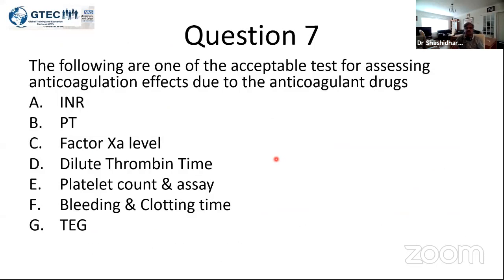Another question before we go further. Which of the following are accepted tests for assessing anticoagulation effects due to anticoagulant drugs? INR, international normalized ratio, prothrombin time, factor Xa level, dilute thrombin time, platelet count and platelet functional assay, bleeding time and clotting time, and TEG.